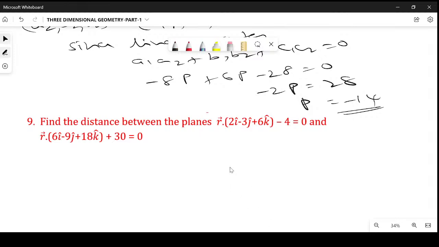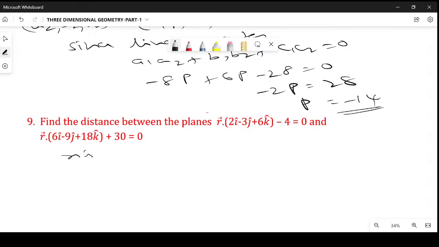Find the distance between the planes they gave. So what can I do here? My suggestion is I can write in Cartesian form, then it is easy to do that. If we write the Cartesian form of both the planes, then I can apply the formula. See, this is the distance between the planes. What is the Cartesian form of the first plane?